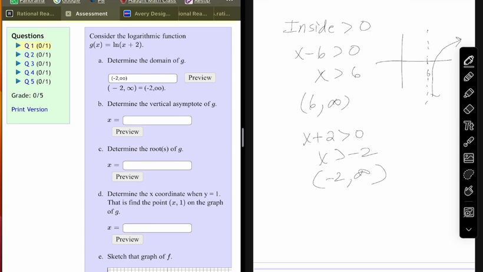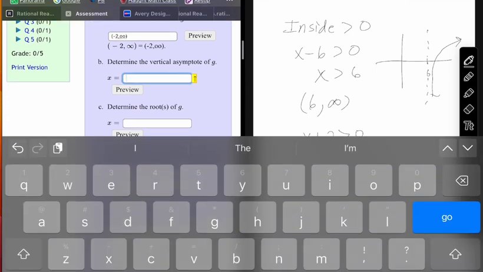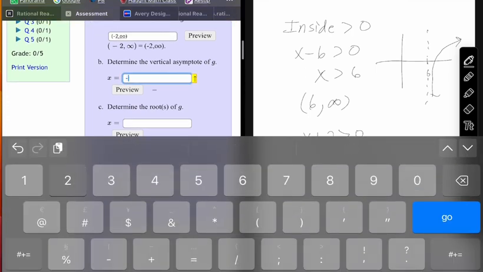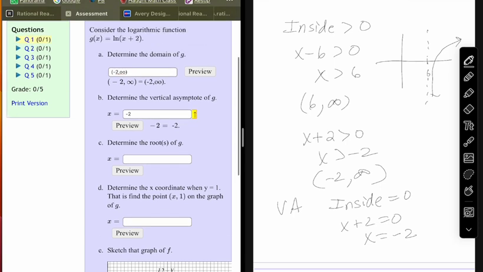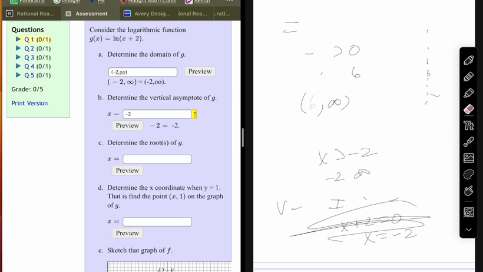Okay, now where is the vertical asymptote? The vertical asymptote is always where the inside equals 0. So just set x plus 2 equal to 0 and solve it for x. In this case, it has been shifted to -2 for me. You just set the inside of your thing equal to 0. Mine's at -2. Really? That's good then. Okay. That's silly, but okay. So set your inside equal to 0.